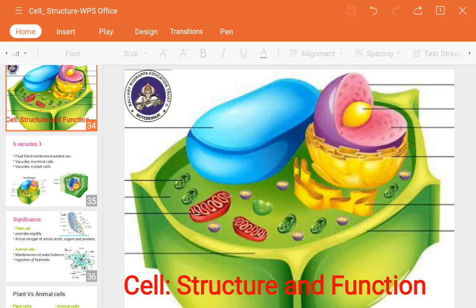Hello dear students, today we are going to start the next portion of cell structure and function. In this session, we are going to study the remaining cell organelle, which we have not covered in the earlier sessions. One organelle was left out, so about that we are going to see its proper structure in plant and animal cells, and how they are located and distributed.